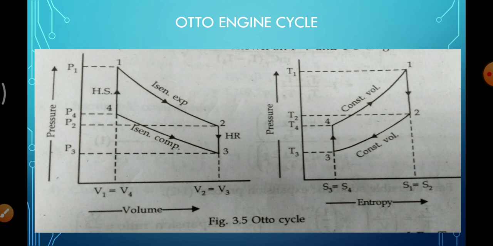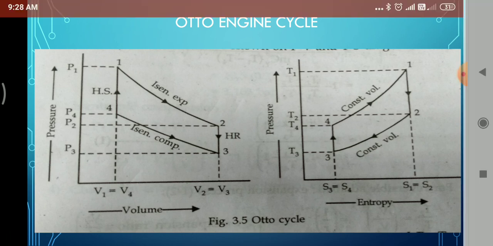Means, in this cycle, the heat is received or rejected at constant volume. That's why this cycle is also called the constant volume cycle. And in this, there are 4 different processes: 2 constant volume and 2 reversible adiabatic or isentropic processes. Let me explain each process.